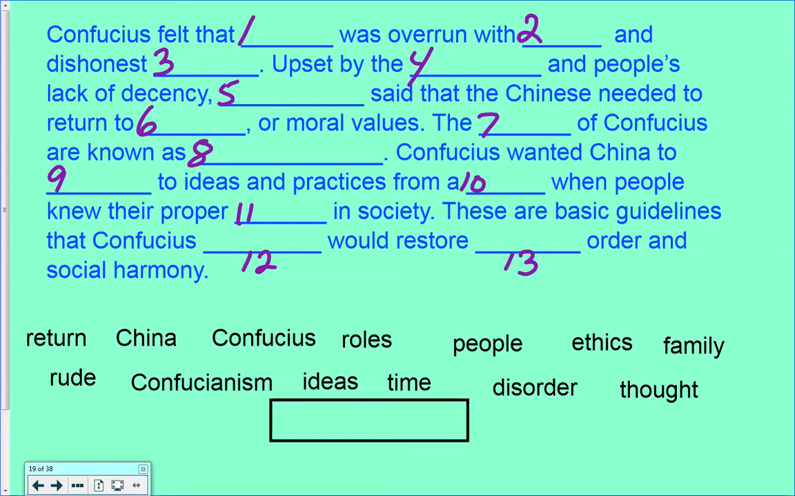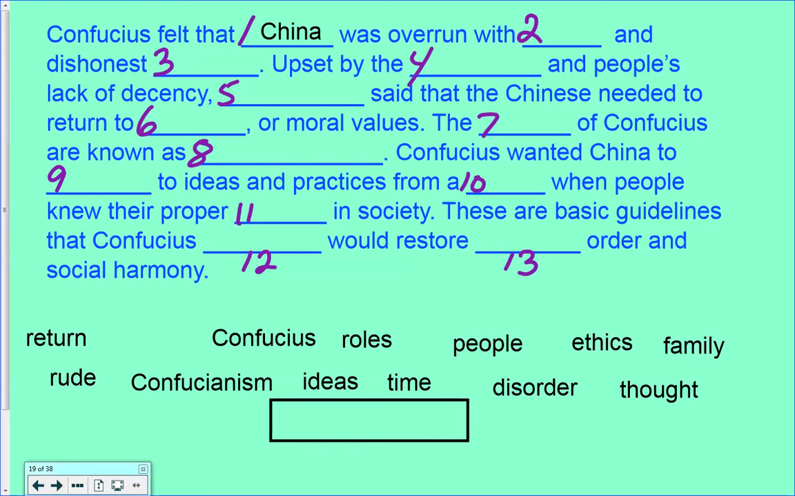Confucius felt that blank was overrun with blank and dishonest blank. So remember to read all the way across the blanks in a sentence when you do this. Look at the whole phrase, the whole sentence. All right? Well, we've already determined that Confucius felt that China was overrun with blank and dishonest blank.